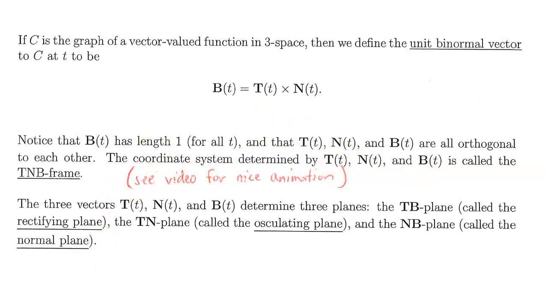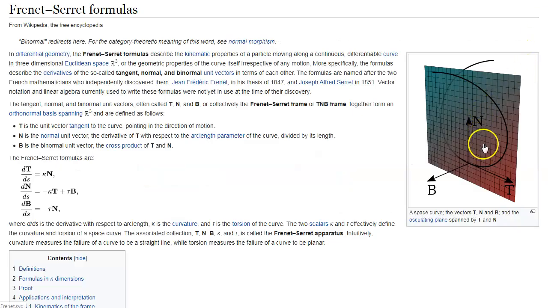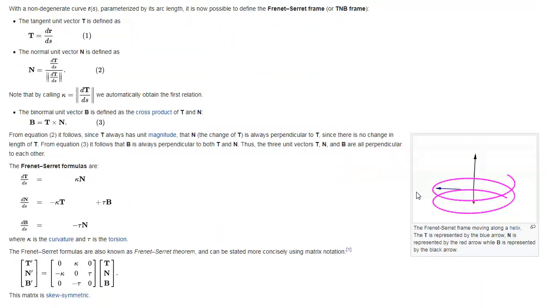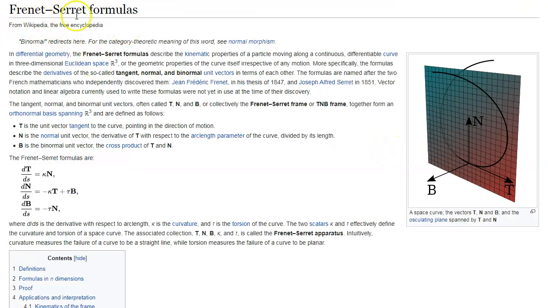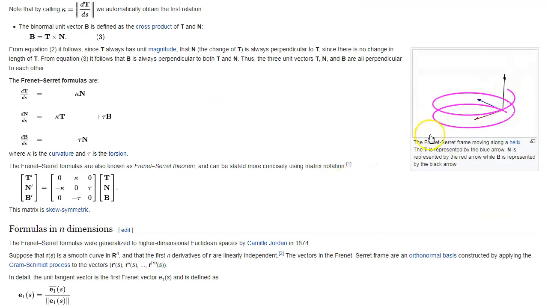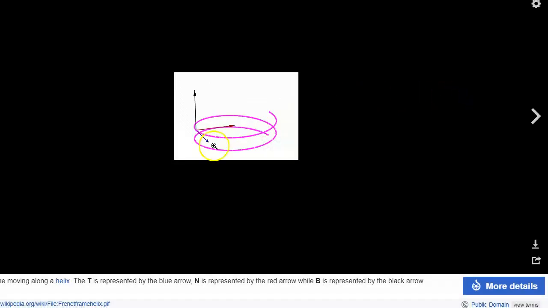So let me show you a little video here that has an animation of this. This is just here in Wikipedia. If you Google, well, this is under the definition Frenet-Serret formulas, but I just Googled TNB frame, and it came up with this. So notice what we have here is some curve that's being traced out, and you see the curve moving along. This blue one, it's hard to tell the colors here, but it looks like it's the T of t, right? It's the unit tangent vector. It's pointing in the direction that the curve is going.